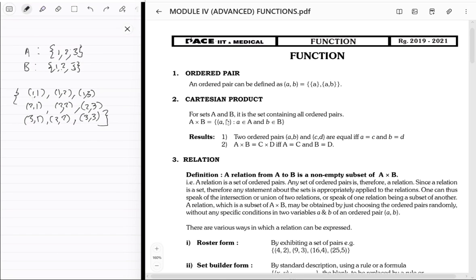So notice that all of the a values belong to the set A, and all the b values belong to the set B, and you are having all such a and b. So what are these results? Two ordered pairs (a, b) and (c, d) are equal if and only if a equals c and b equals d. That makes sense. A cross B is equal to C cross D if and only if A is equal to C and B is equal to D.